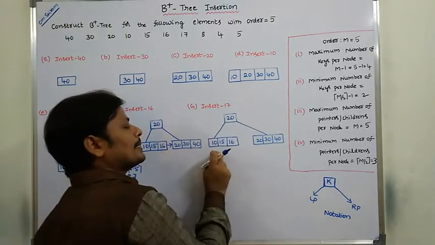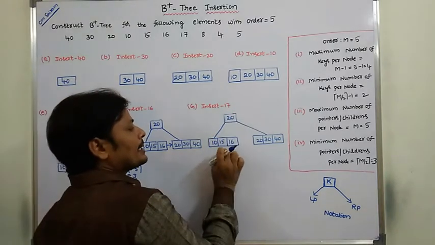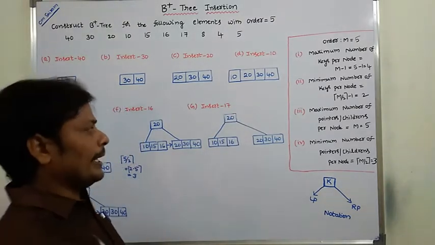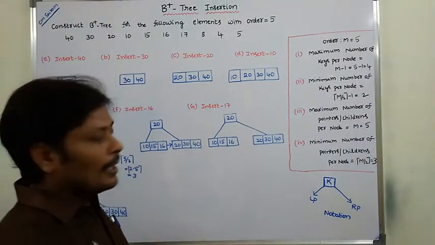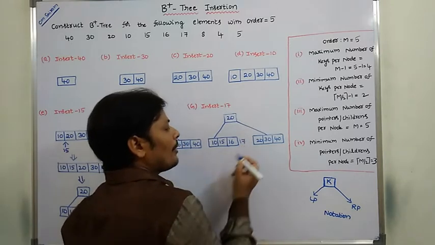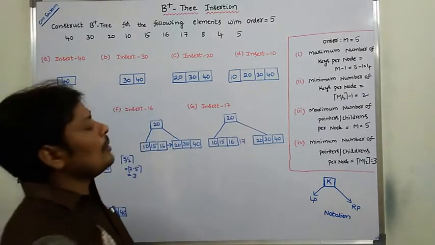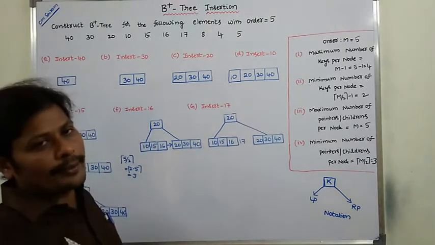Now 17 is compared with the 10. It is greater. Next 17 is compared with the 15. It is greater. 17 is compared with the 16. It is greater. So now 17 can be inserted to the right of 16. Now, can 17 be inserted into the same node or not?